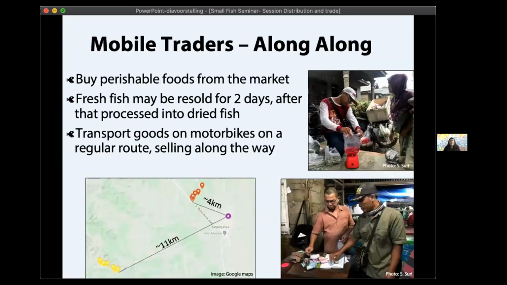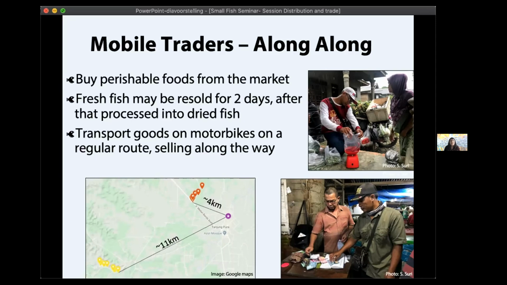Now onto the mobile traders. Another important group is the mobile traders, locally known as pedagang along-along, who sell fish and other perishable goods via motorbike. In contrast to food delivery apps such as GoFood, kind of like Uber Eats, these traders have no guarantee that everything they've bought will sell. Leftover fresh fish can be resold for 1 to 2 more days. After that, traders may salt the fish to then resell it as dried.